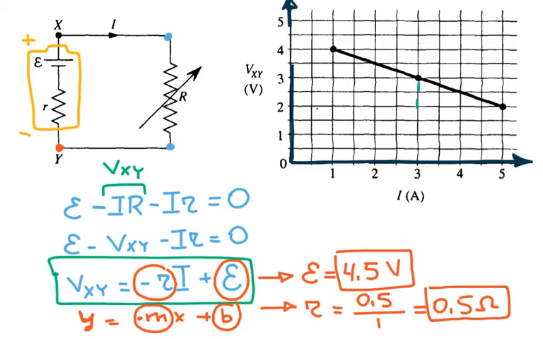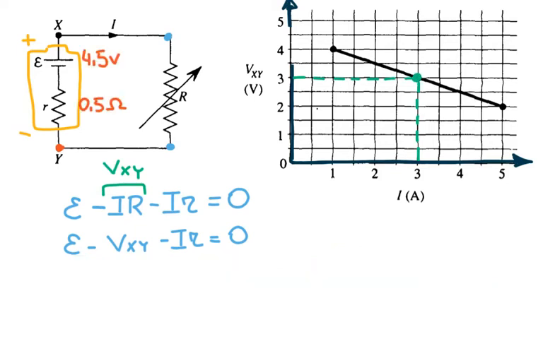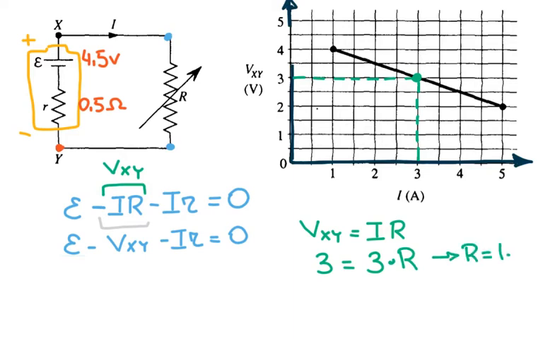And here is 3 amps. And it gives me VXY 3 as well. So from this part, I know that VXY is equal to I times R. VXY is 3, current DC is 3 from the graph, and times R, so R is equal to 1 ohm.